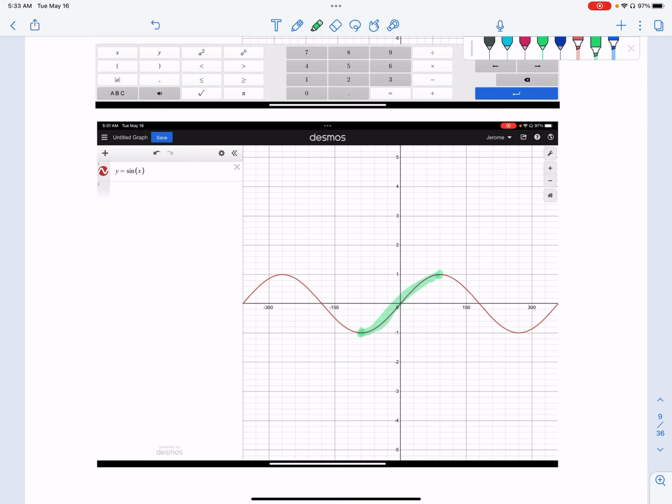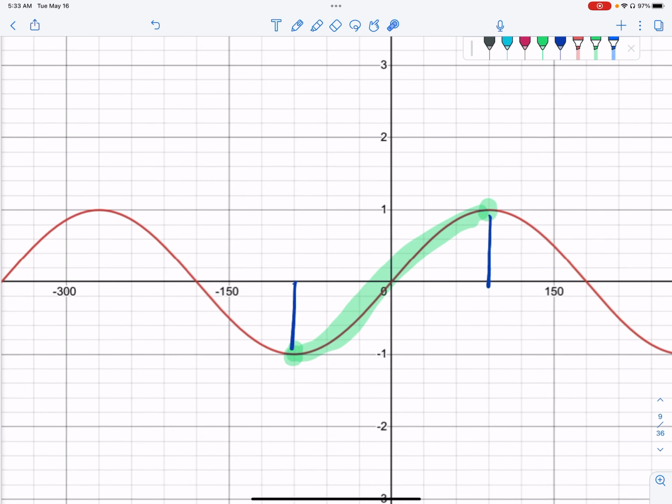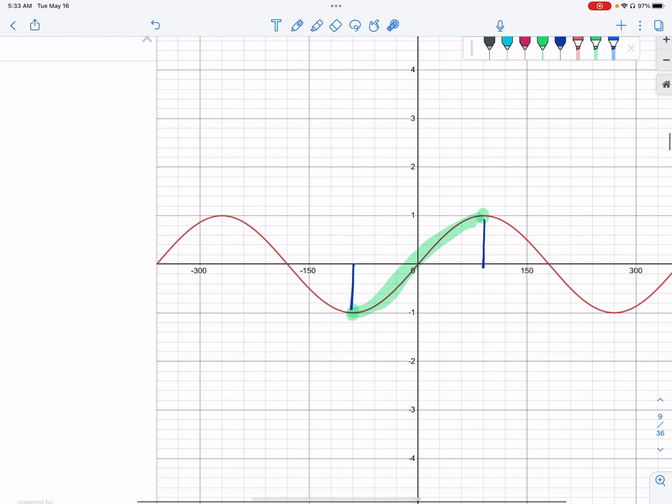All right, what x value is that? So from right here to right here, let's just count these things up. I'll zoom in just a little bit. You can see this is 30, 60, this is negative 90 degrees. And this is again 30, 60, 90, positive 90 degrees.